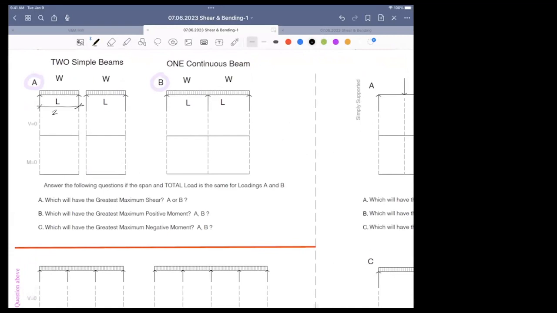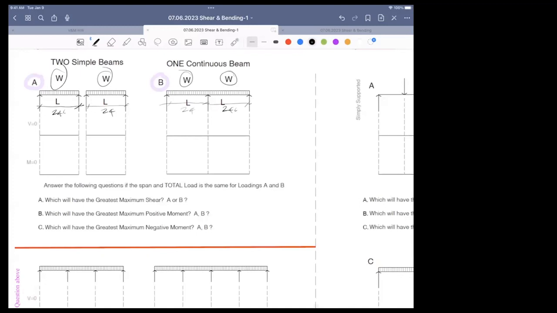Let's say this is 24 feet and 24 feet, and let's say this 24 feet and 24 feet. Same span and same load. For the same span and same load, which will have the greatest maximum shear, A or B?